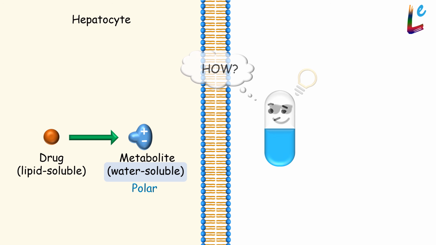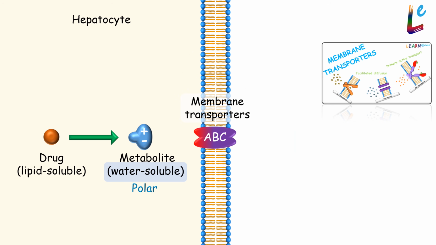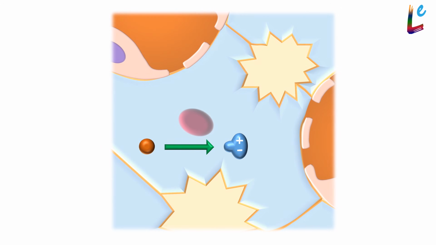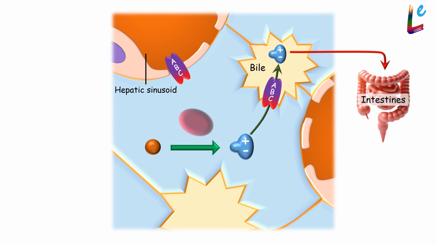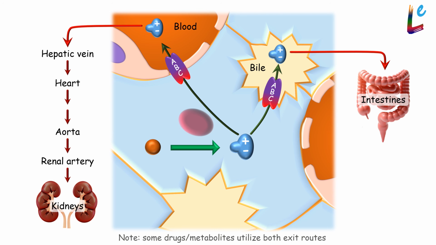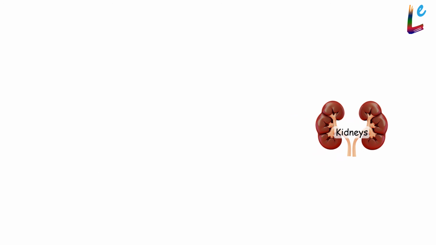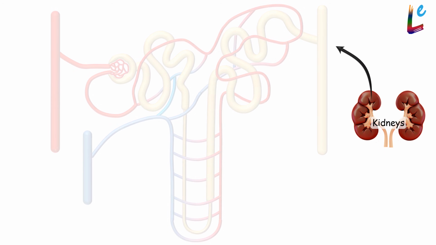We have seen the solution to this problem in the previous videos: membrane transporters. Hepatocytes have transporters on the canalicular and sinusoidal membranes. So the metabolite can either move through the bile to reach the intestines or through the blood to reach the kidneys. The kidneys are the major excretory organ, so let's focus there.